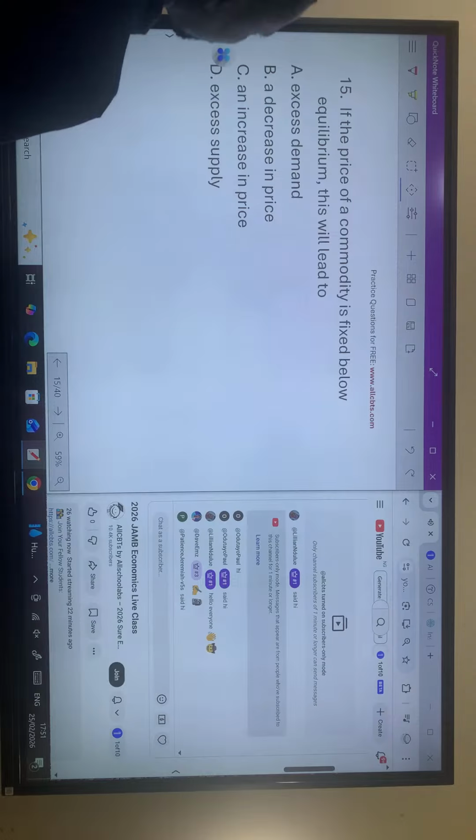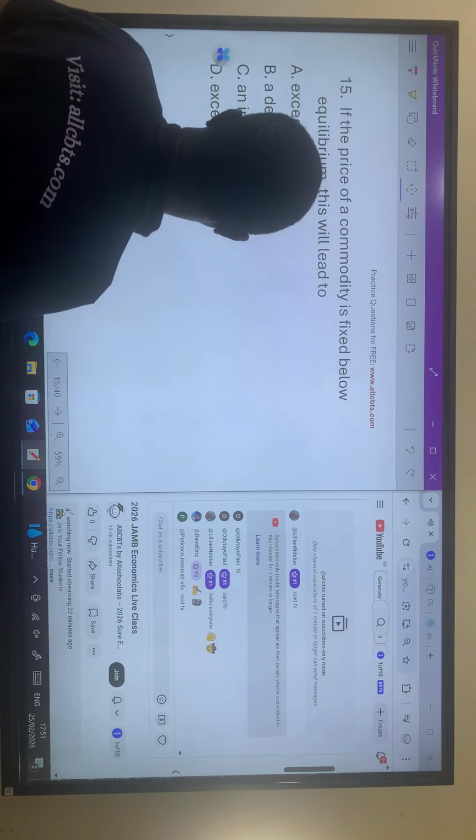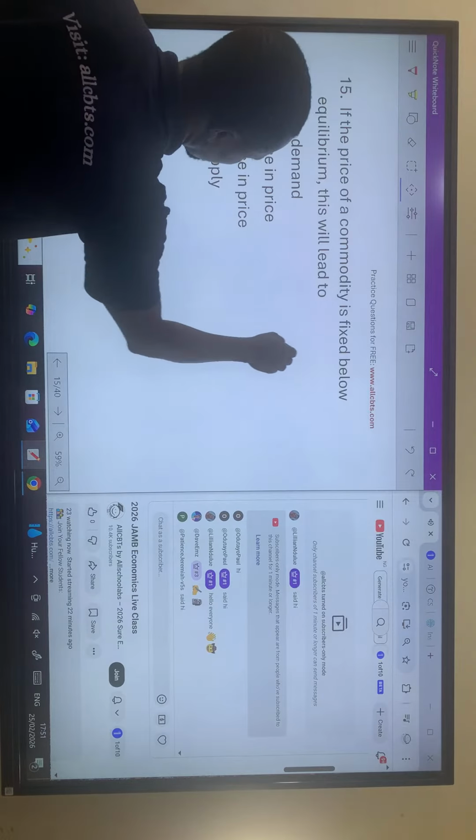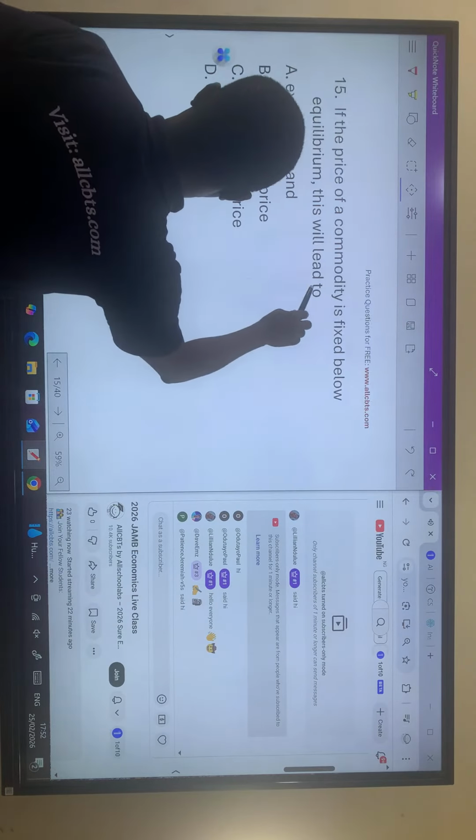If the price of a commodity is fixed below equilibrium, what will it lead to? Below equilibrium.